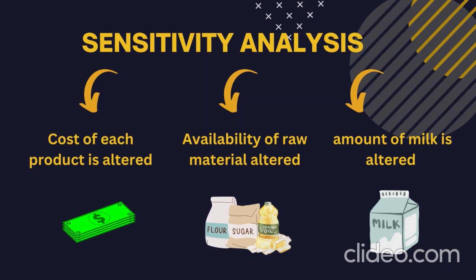So in this study, there are three alterations being made. The first one is that the cost of each product is altered. Secondly, the availability of raw materials is altered. And finally, what would happen if the amount of milk is altered.